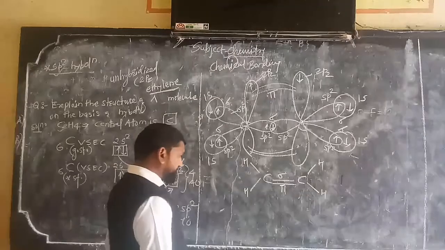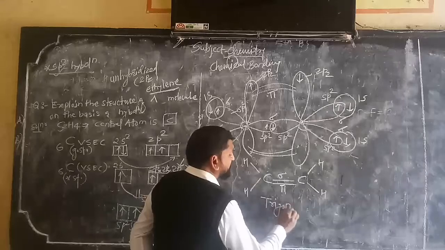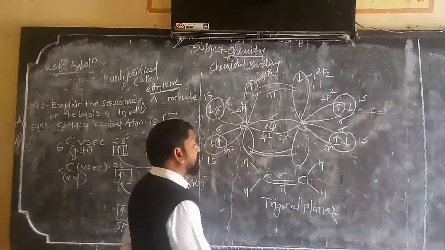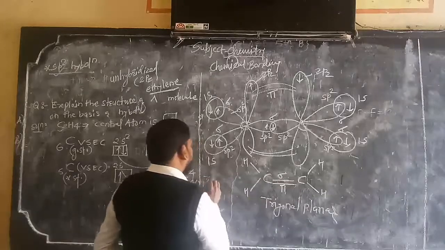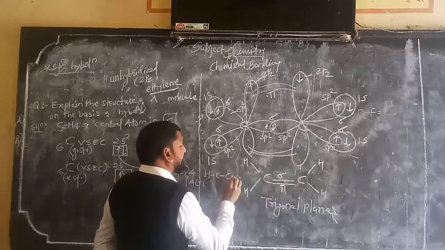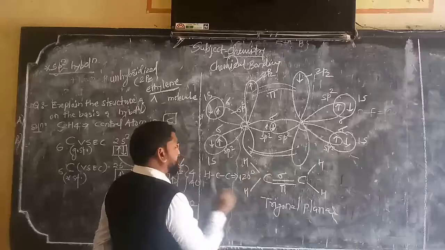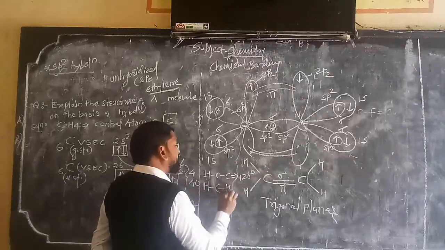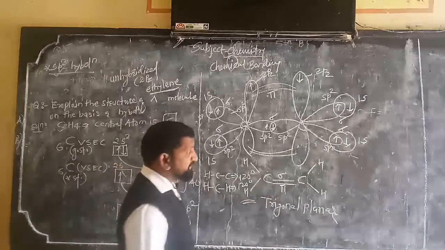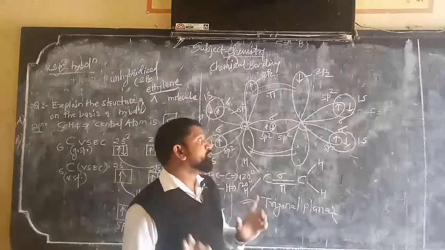Now just like the previous one, what is the geometry? Trigonal planar geometry is there. Now what is the bond angle? HCC bond angle is found to be 120 degree, no doubt. After that, HCH bond angle is again found to be 120 degree, and in this way this is the very fine application of sp2 hybridization.